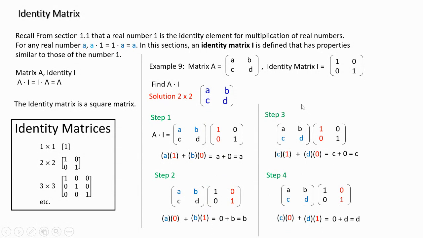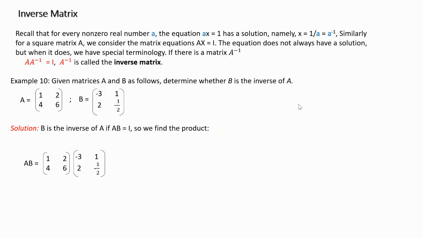Okay, and I believe on your homework for my math lab, you have something like that. So if you have any matrix times its identity, you don't even have to do the multiplication. It will just be the very same matrix. Okay, now inverse matrix.